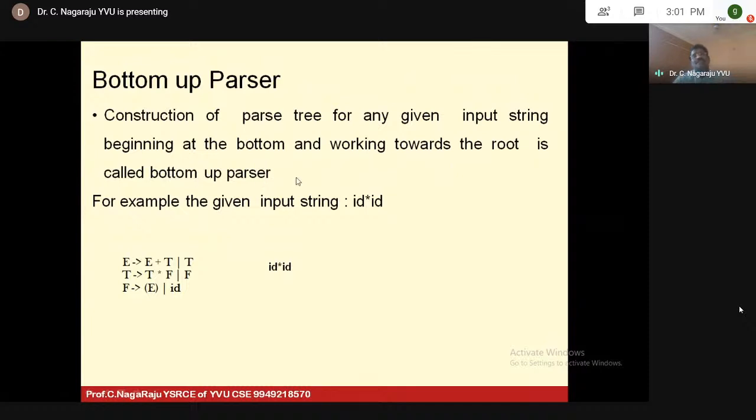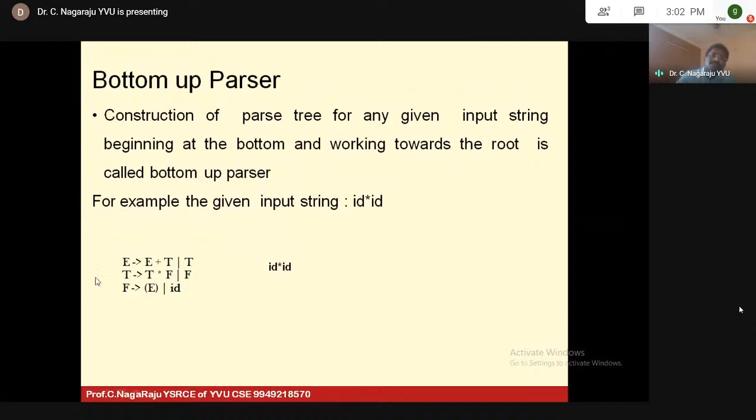In the previous session I already explained top-down parsers. In top-down parsers, the construction of the parse tree or verification of the string starts with the root node and moves down to the leaf nodes. But bottom-up is the reverse of the top-down approach. The bottom-up approach starts with the leaves and moves up to the root node.